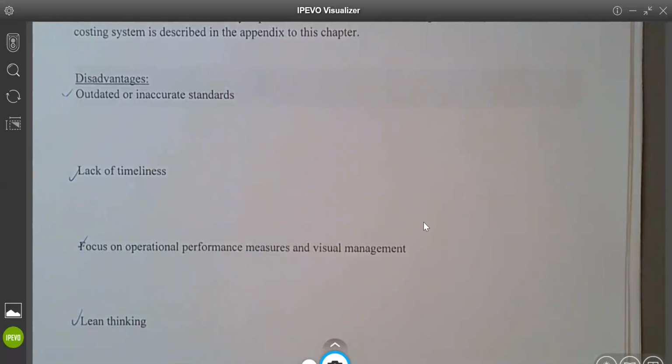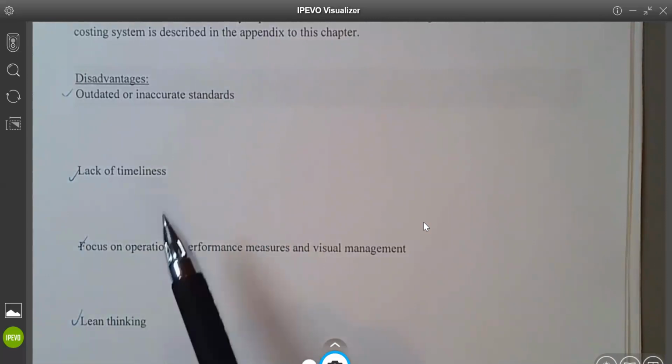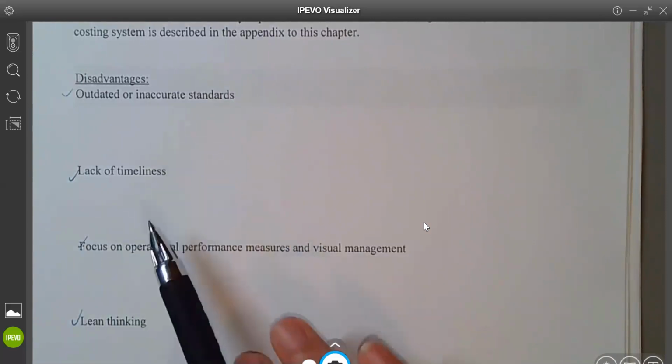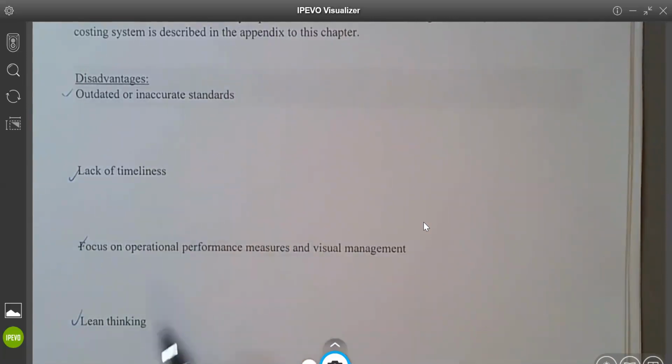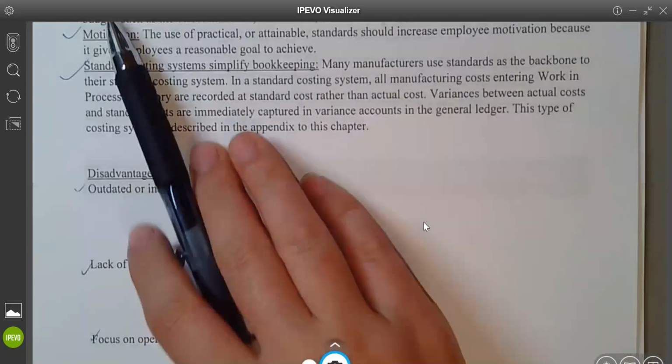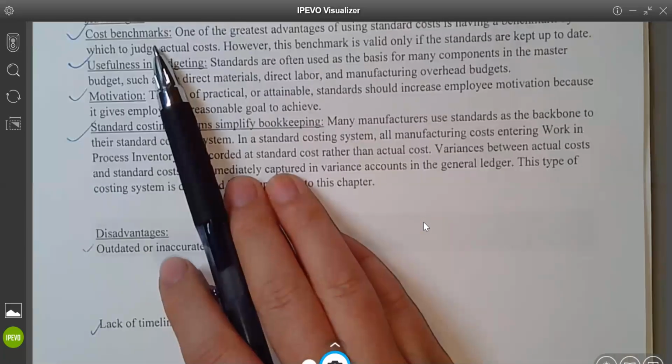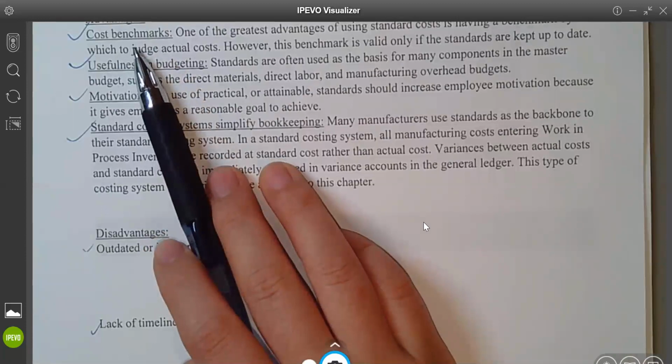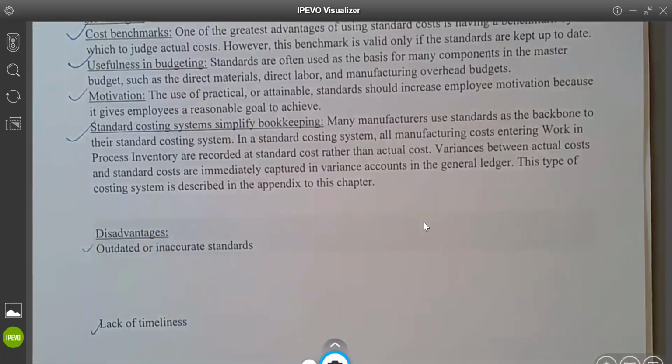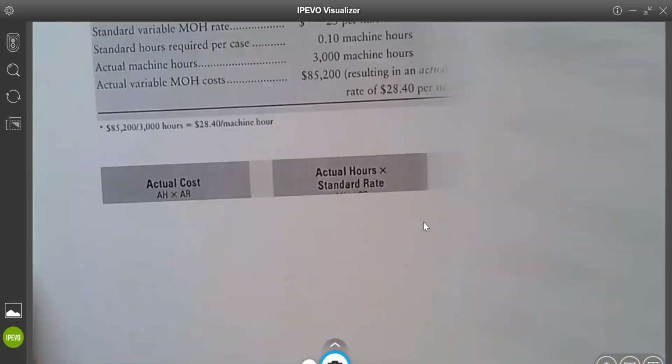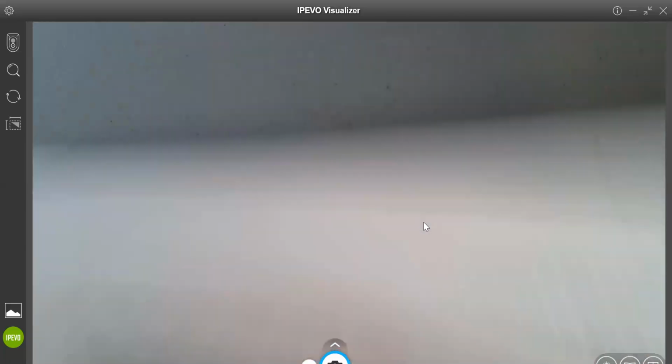So if I put one of the choices in the multiple choice, you can get it. If I say, hey, what's the disadvantage of the standard cost? First is outdated, second is lack of timeliness, third is lean thinking, the fourth one is cost benchmark. Then you should say, hey, cost benchmark is an advantage, it's not a disadvantage. Okay, so let's go to the real part for this video.